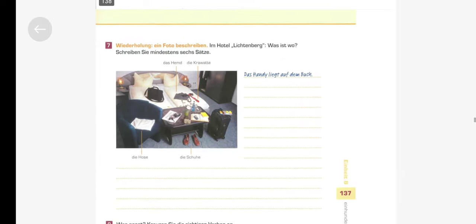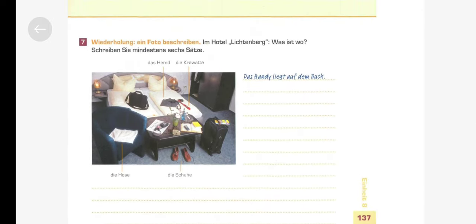Next is Wiederholung, ein Foto beschreiben. So this is the revision of describing where things are with the Wechsel prepositions. Im Hotel Lichtenberg, was ist wo? Where the things are. Schreiben Sie mindestens 6 Sätze. You have to write at least 6 sentences with it.